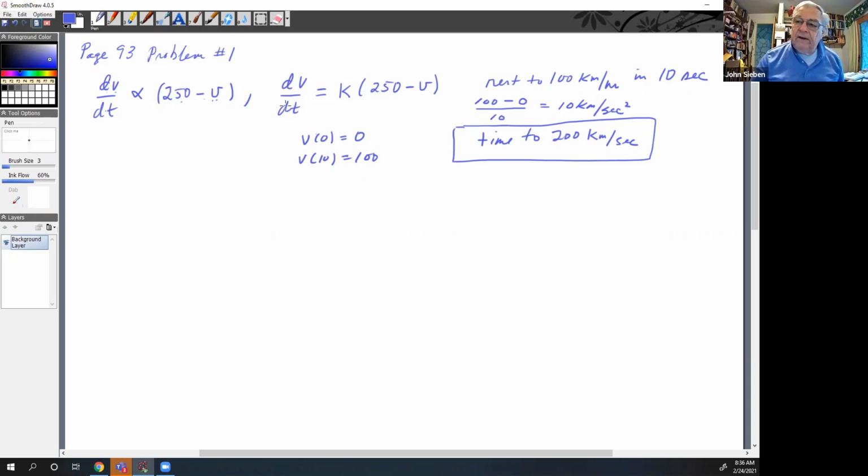So I know that dv/dt is equal to k times 250 minus v. So there's my differential equation. I can write that in more familiar form as v prime is equal to negative kv plus 250k.